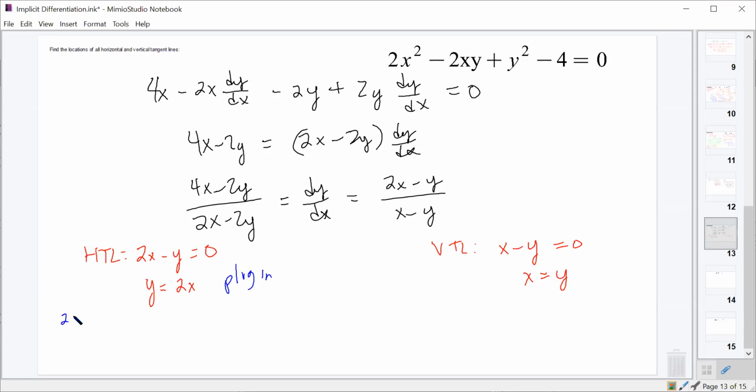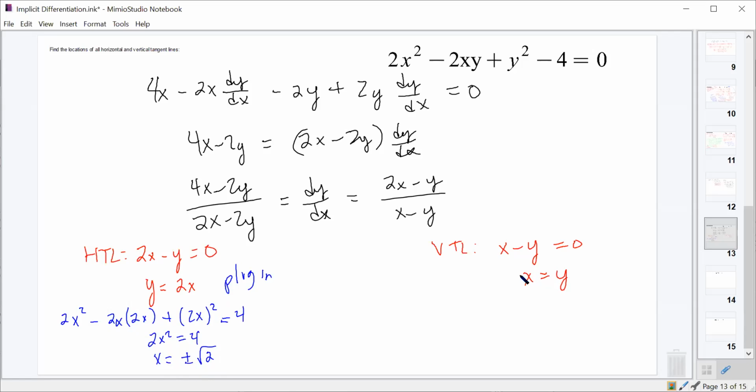y equals 2x, that'll give us 2x squared minus 2x times y, which is 2x, plus 2x squared, and then I'm just going to say equals 4. I'll add the 4 to the other side. And what do we have here? We got 2x squared minus 4x squared plus 4x squared, so that's just 2x squared equals 4, or x equals plus or minus root 2, where we're going to have horizontal tangent lines. Good or no? Good. All right.